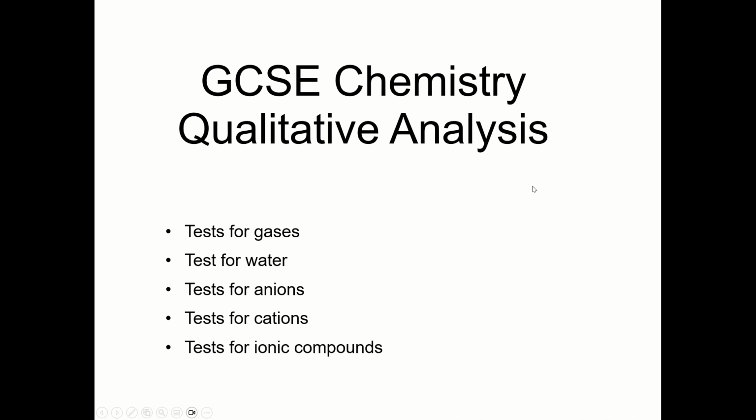So this is a video to look at the GCSE qualitative analysis. Qualitative analysis is essentially using chemical tests to identify various unknown compounds or elements. These tend to take the form of aqueous ionic compounds with an anion and a cation in it, or some gases as well, just the common gases that you've met at GCSE. So we'll have a look at these.